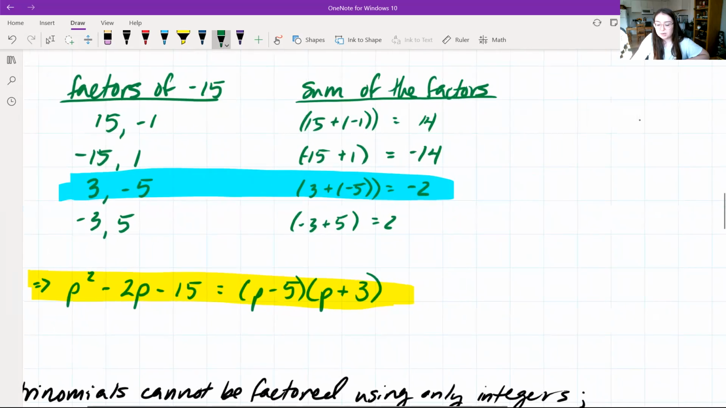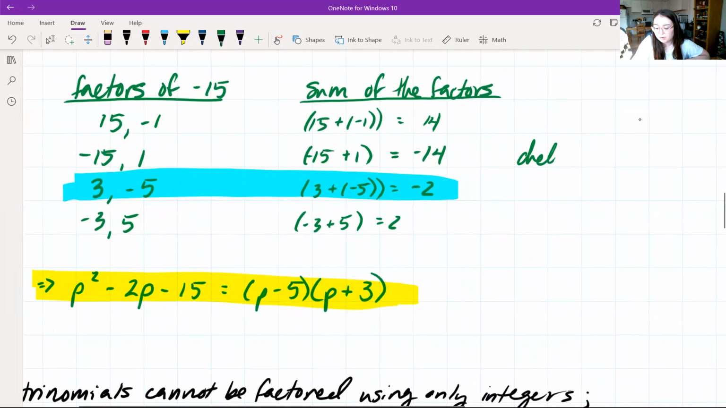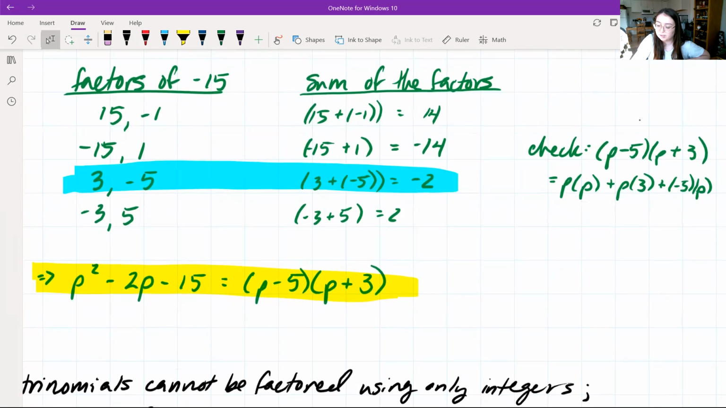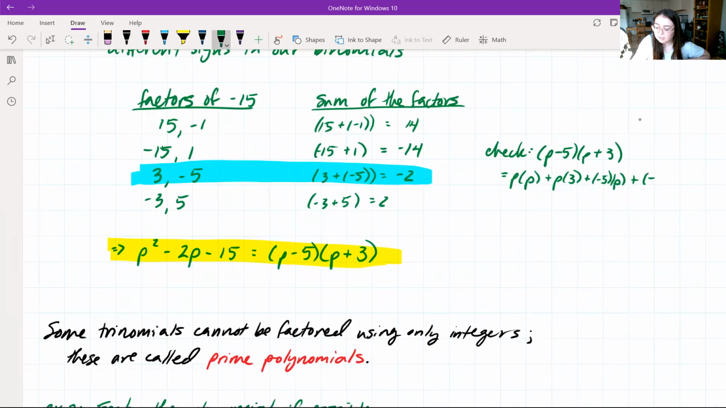As always, we just want to check and make sure this is correct, so let's do our check over off to the side because we're running a bit out of room. We want to check that p minus 5 times p plus 3 is going to equal p squared minus 2p minus 15. So we want to FOIL our terms, so we'll get p times p plus p times 3 plus negative 5 times p. And zoom out a little bit here. Plus negative 5 times 3.